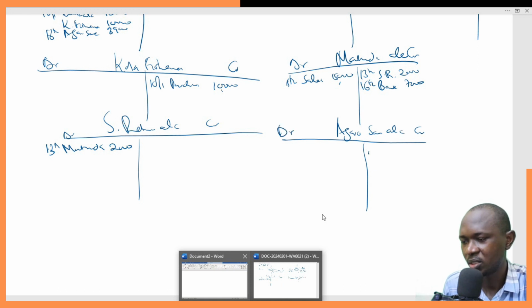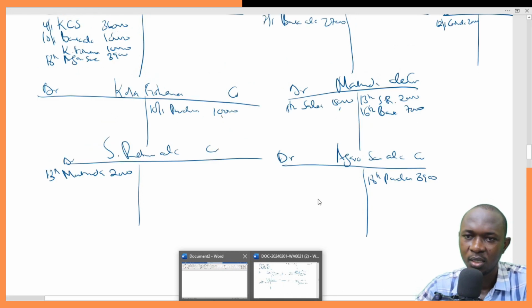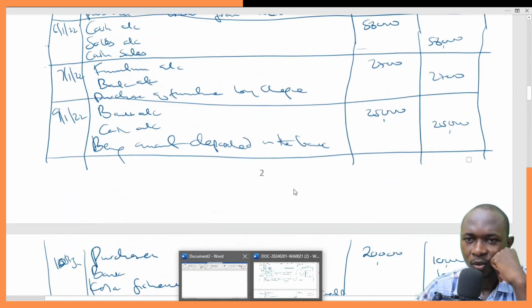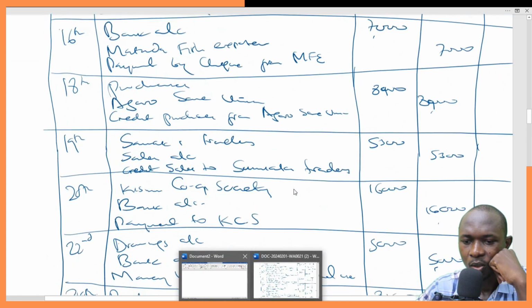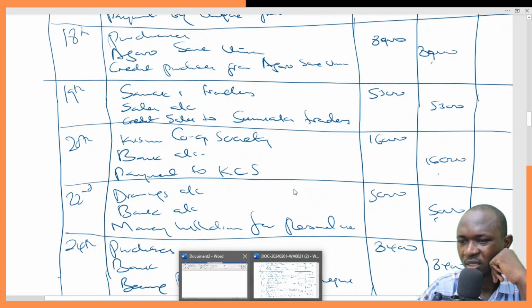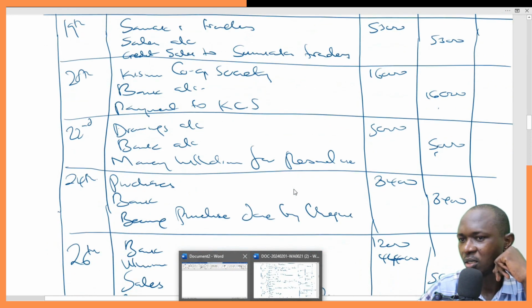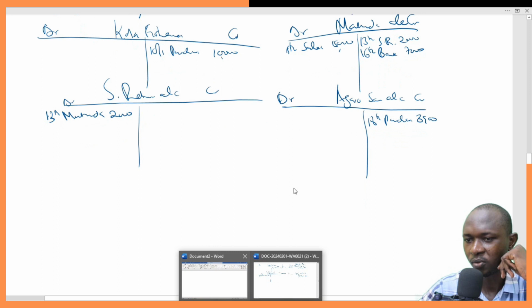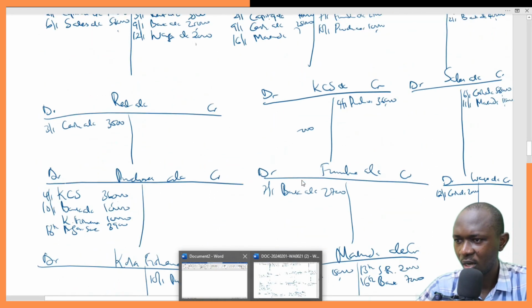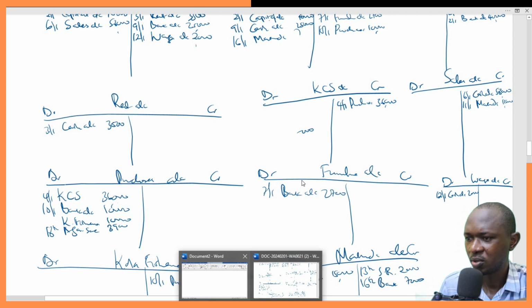Okay, so we go to 20th. Kisumu Cooperative Society, 16,000. Bank account, 16,000. So we debit Kisumu Cooperative Society with 16,000 and we credit bank account with 16,000 on 20th. We don't have Kisumu. I think we have Kisumu Cooperative Society. Yeah. So we simply debit Kisumu Cooperative Society, 20th. Debit Kisumu Cooperative Society, 20,000. This is bank. And then we open the bank account.